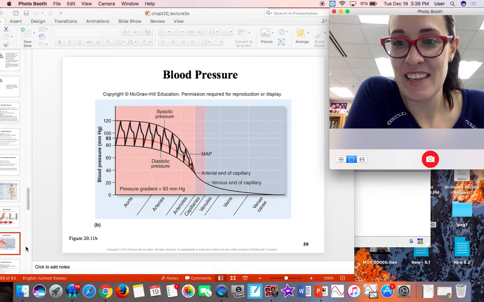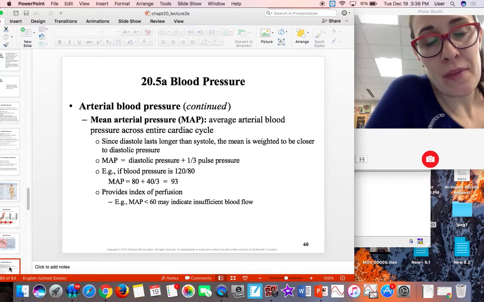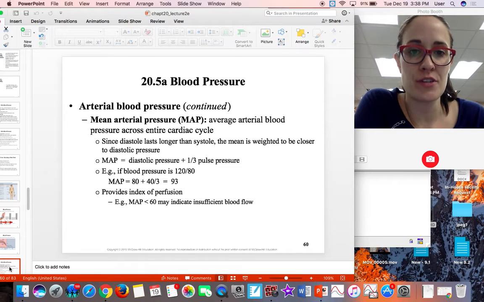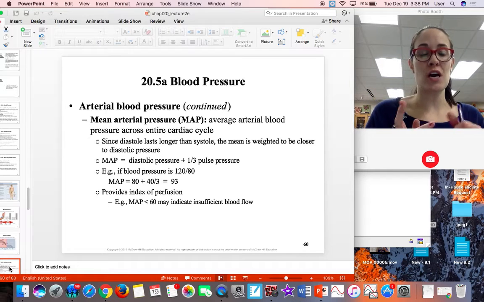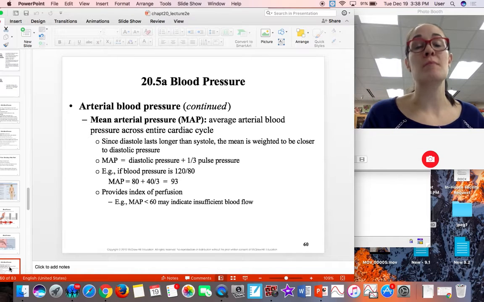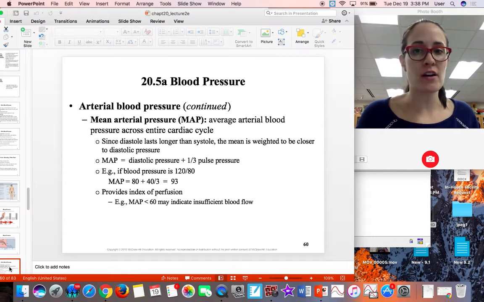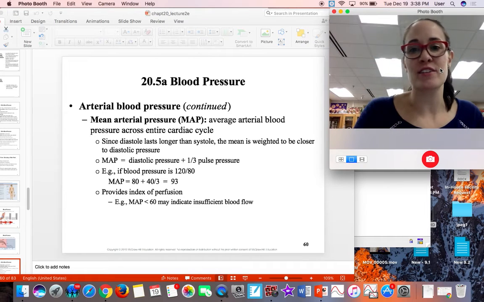Okay, so we talked about pulse, blood pressure, and pulse pressure. Now we're going to talk about a term called mean arterial pressure. What this means is how good of a job your body is doing at getting blood to the tissues in your body that need it. It's the average pressure across your entire cardiac cycle, and it provides an index of perfusion. Perfusion is the ability to get blood to your tissues.